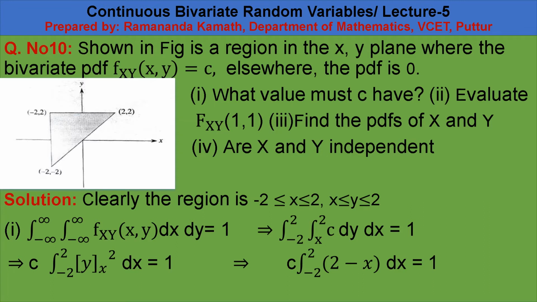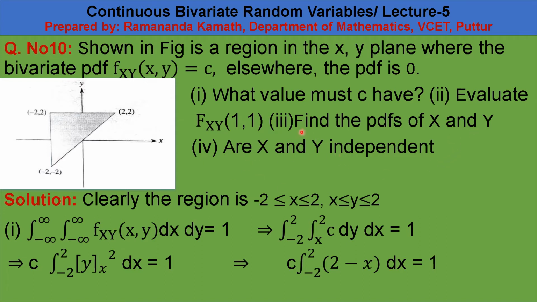In case of a bivariate random variable, the PDF of x and y means the marginal probability density function of x, fx of x, and the marginal probability density function of y, fy of y. Are x and y independent?